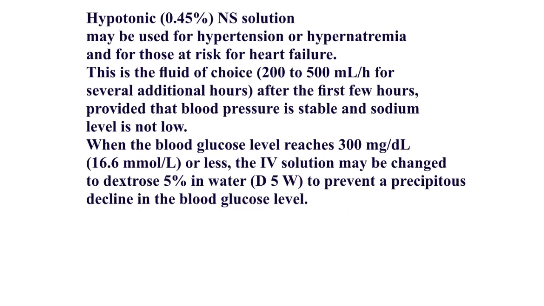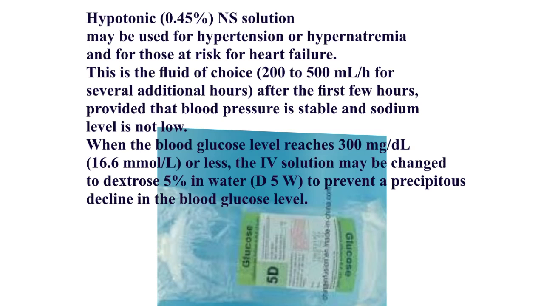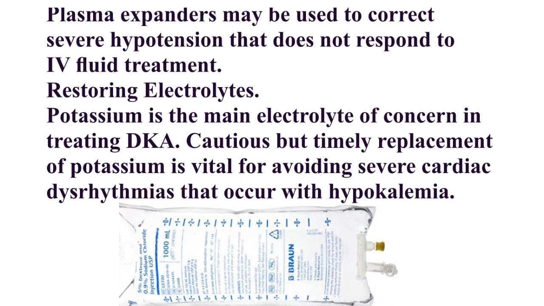When the blood glucose level reaches 300 mg per deciliter, 16.6 millimoles per liter, or less, the IV solution may be changed to dextrose 5% in water, D5W, to prevent a precipitous decline in the blood glucose level. Plasma expanders may be used to correct severe hypotension that does not respond to fluid treatment.